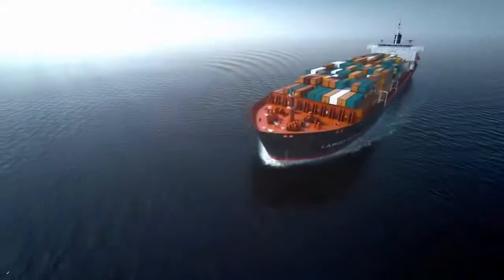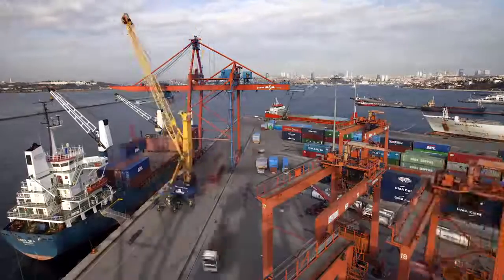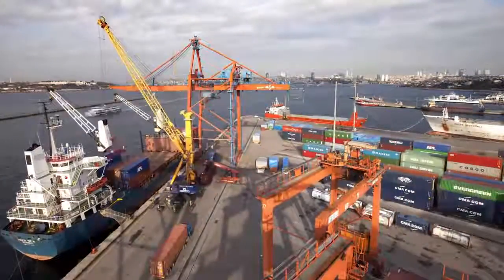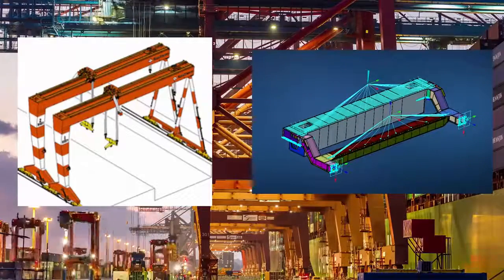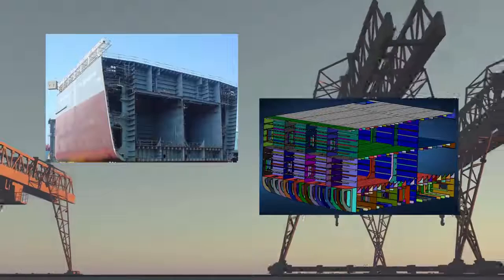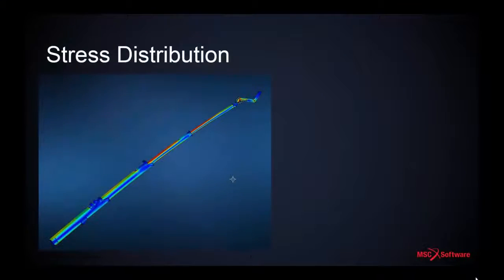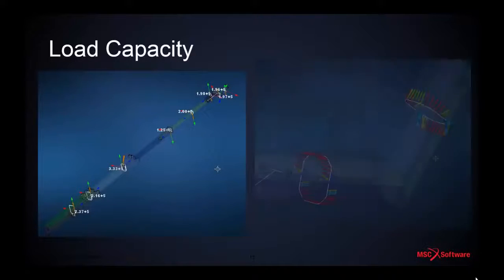Products such as large cranes, ship hulls, or shipyard ramps all have something in common. They are all massive assemblies of metal parts all welded together. And because of this, they share some of the same design and engineering characteristics. Engineers typically will try to predict stress distribution throughout the structure and the final assembly capacity to carry loads.